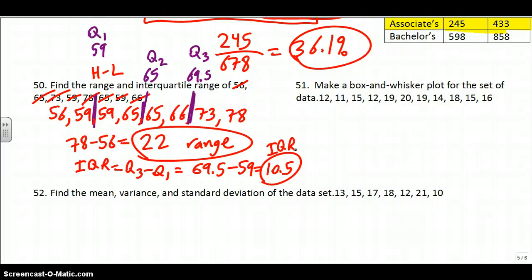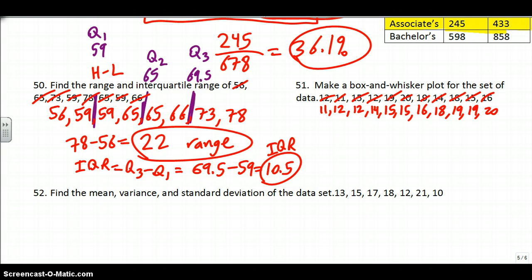All right, make a box and whisker plot for the set of data 12, 11, 15, 12, 19, 20, 19, 14, 18, 15, 16. So through the miracle of modern technology, I've already put them in an order for you, okay? Box and whisker plot, you need 5 numbers.